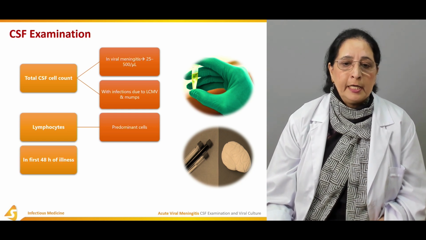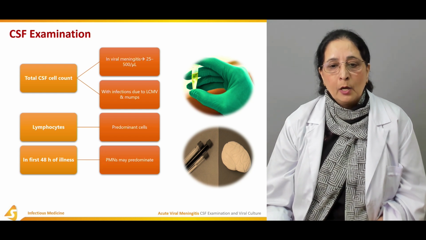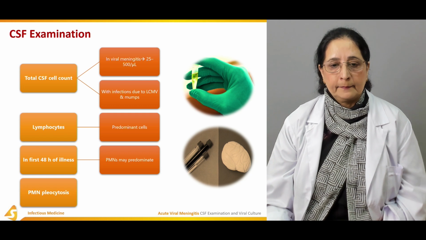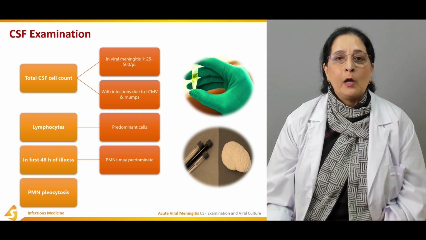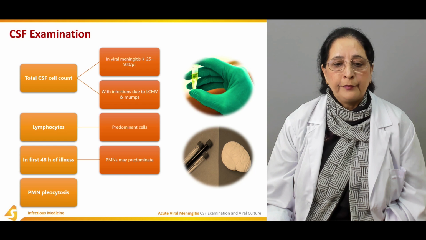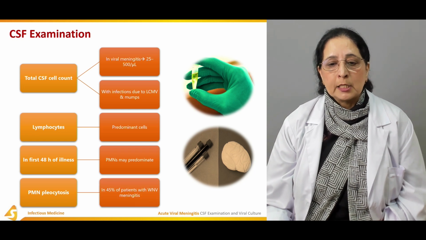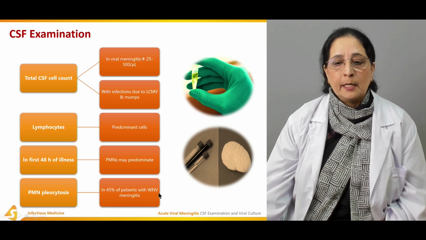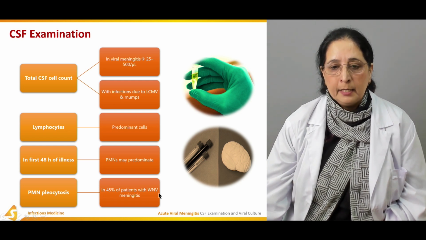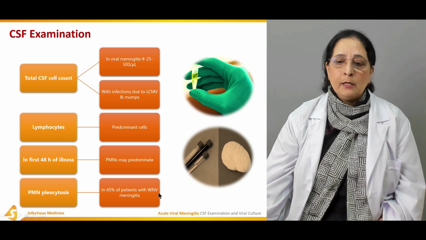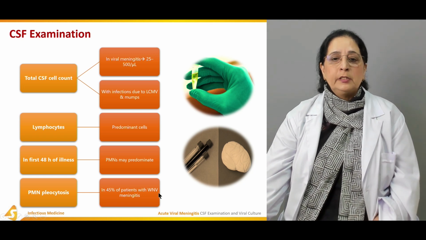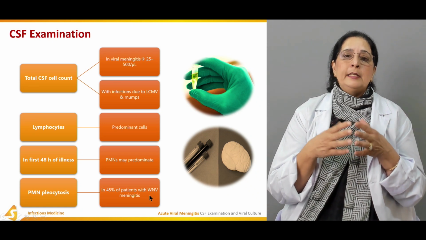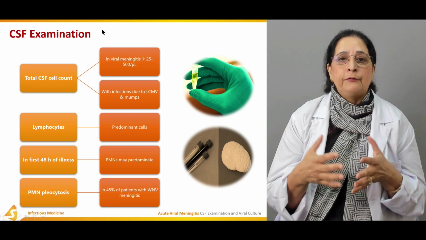In the first 48 hours of illness, polymorphonuclears may be predominant. PMN, polymorphonuclear neutrophil pleocytosis occurs in 45% of patients with WNV meningitis, West Nile virus meningitis. So these are some characteristic features we discussed of cerebrospinal fluid.